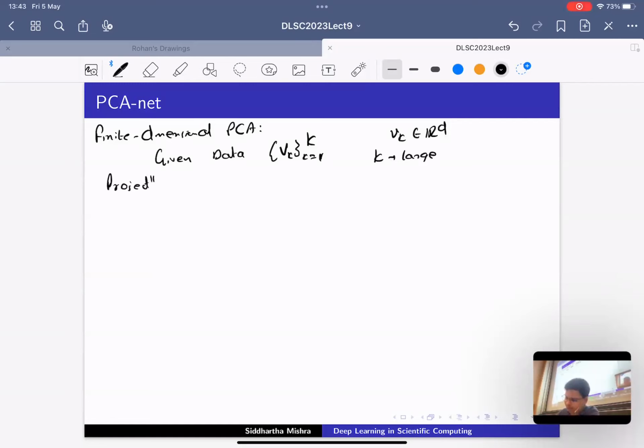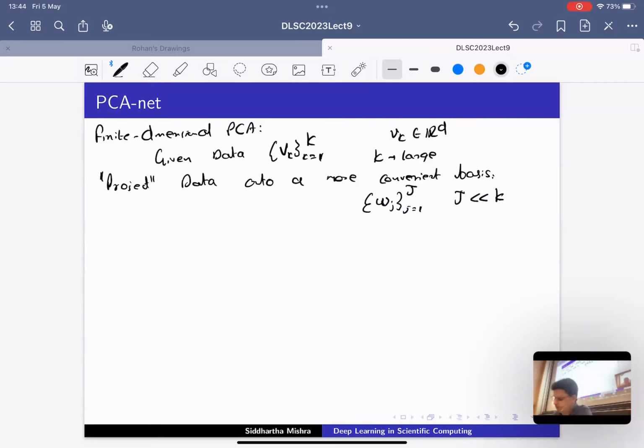Project is a bad word, but it's roughly a projection. Project data onto a more convenient basis. Again, basis comes in many times. So this is the basic idea. Let me call this more convenient basis W perhaps, because now I've used Q, and let's use J as my index, J from 1 to J. And what I'm going to do is that J is much less than K. This is often the way we think of PCA, right? We take something in 100 dimensions and we reduce it into 2 dimensions and things like that. So we do some dimensional reduction that way.